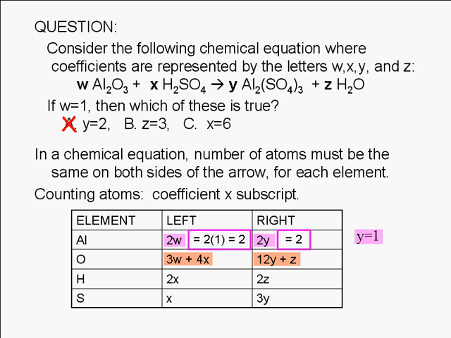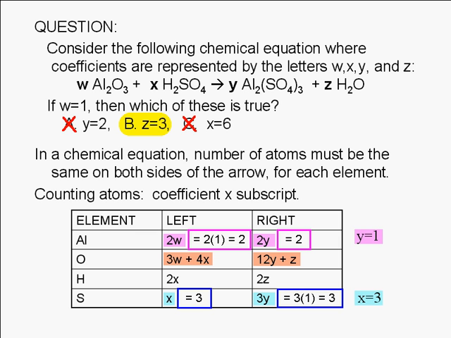Okay, at this point we know W and Y are both equal to 1. What else can we determine? Here, the number of sulfur atoms on the right is 3Y. We know that Y is equal to 1, so 3Y is equal to 3. In order for a chemical equation to be balanced, the number of sulfur atoms on the left must equal the number of sulfur atoms on the right. The number on the left is X. Therefore, X must be equal to 3. Therefore, choice C is also wrong. If W equals 1, then X equals 3, not 6. The correct answer must be choice B.